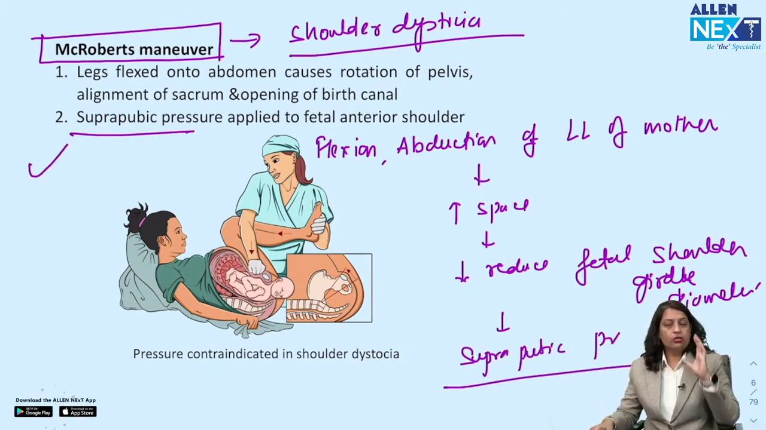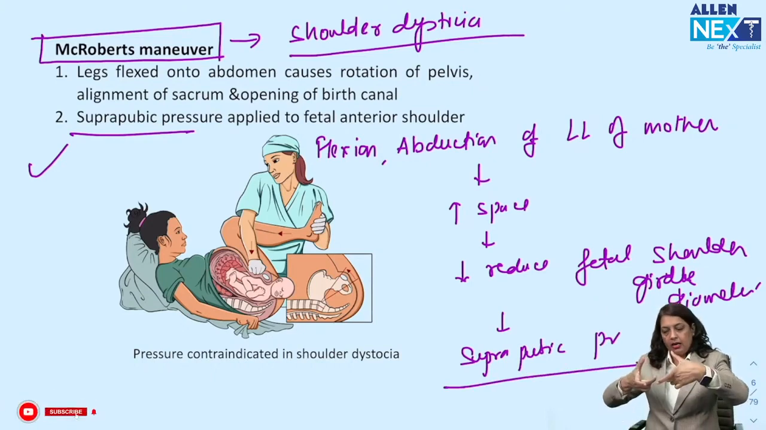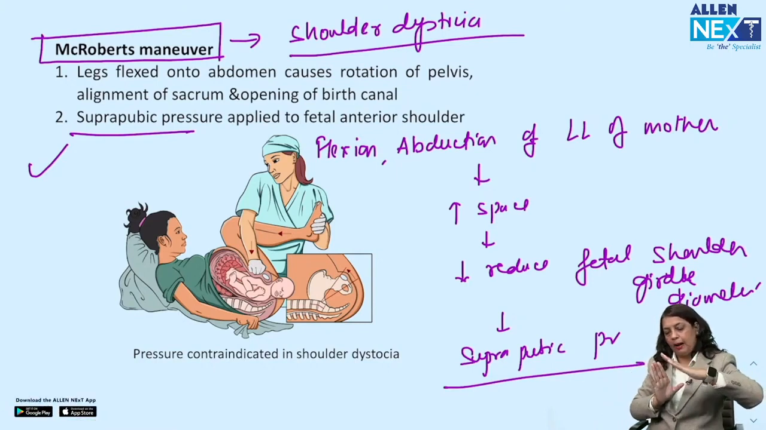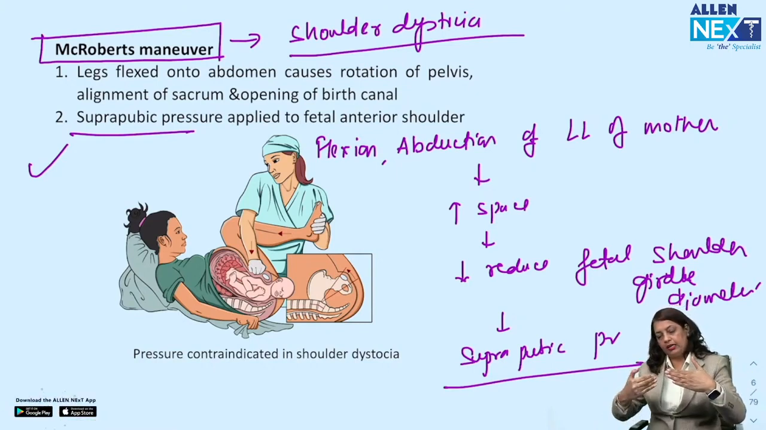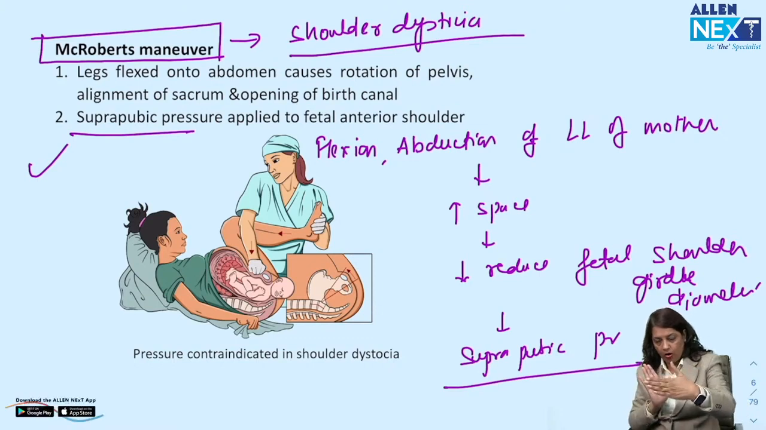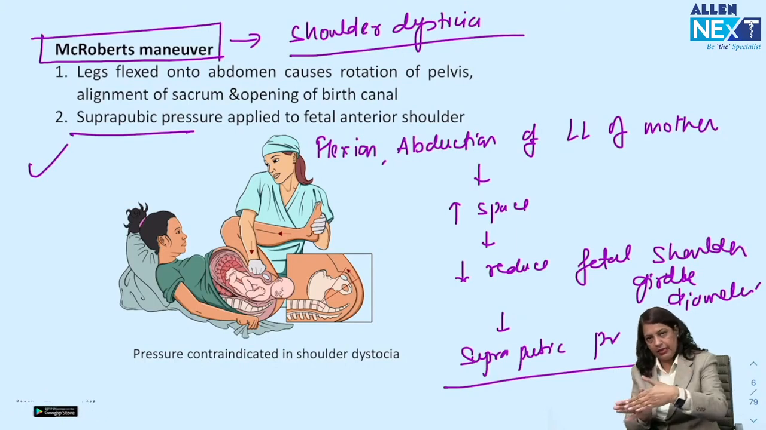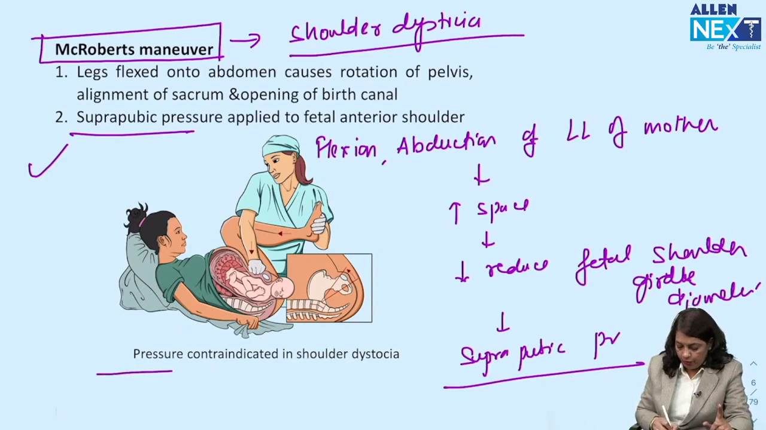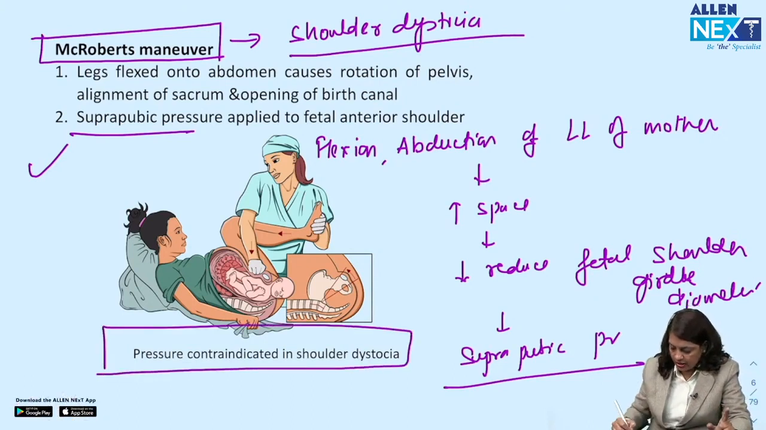Suprapubic pressure. So what the nurse or the doctor is doing is flexing the legs towards the mother's abdomen and abducting the legs. This is to create space in the pelvis, and she is applying suprapubic pressure in order to reduce the shoulder girdle diameter of the fetus, so that the rest of the body of the baby can be delivered. Now, important question: which pressure is contraindicated in cases of shoulder dystocia?